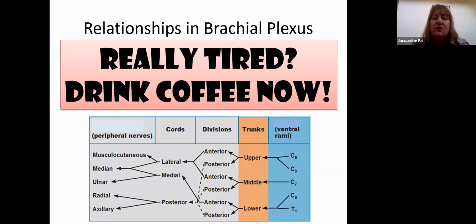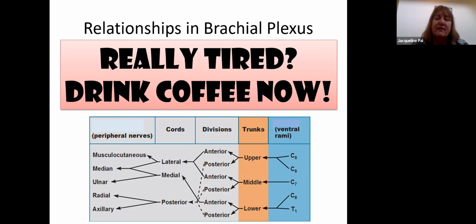So we're going from 6 divisions to 3 cords. Of the cords, 2 of them are carrying anterior division material, and 1 is carrying all the posterior division material, which actually came from all 3 of the trunks, which actually came from all 5 of the rami. Okay, so all 5 of the rami are now giving content into the 1 cord.